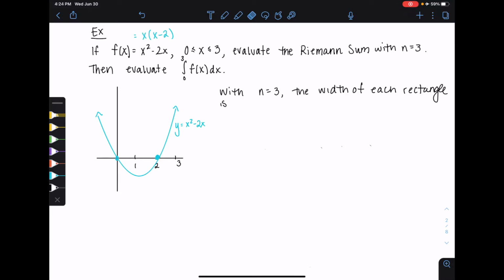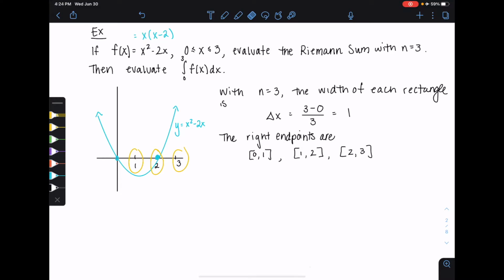My interval is from 0 to 3, so the width of my rectangles is delta x. It's the length of my interval, which is 3, divided by the number of rectangles, which is 3. So each and every rectangle is going to have width 1. And so my right endpoints on this interval from 0 to 3 would be 1, 2, and 3. So our subintervals are from 0 to 1, from 1 to 2, 2 to 3. So my right endpoints are these values.